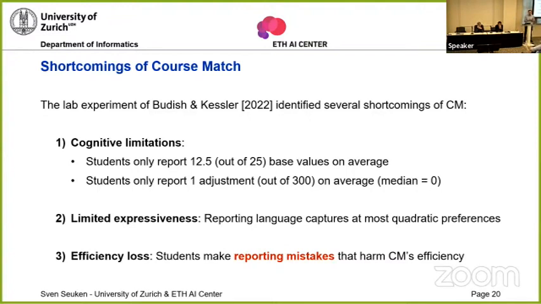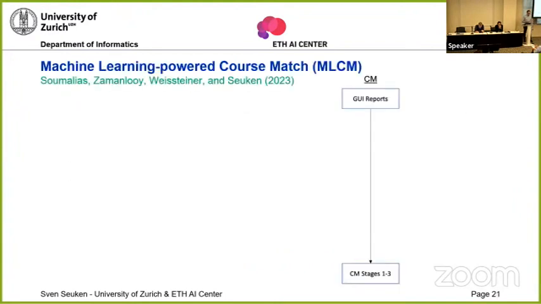You might also be concerned about the limited expressiveness of the language. The language by design can only capture at most quadratic preferences, and we don't know if that's enough for all students or not. But I think most importantly, they showed that the students made significant reporting mistakes, ex post showing them alternative bundles they could have gotten, and the students reported that they would have preferred another schedule. And this significantly harmed the efficiency of the mechanism. So this is the motivation for our work, using machine learning to fix these reporting mistakes, leading to better efficiency.